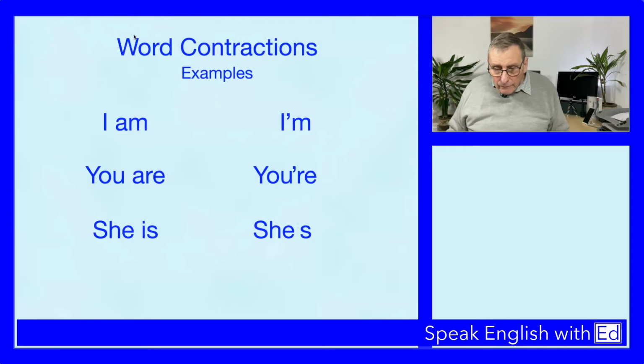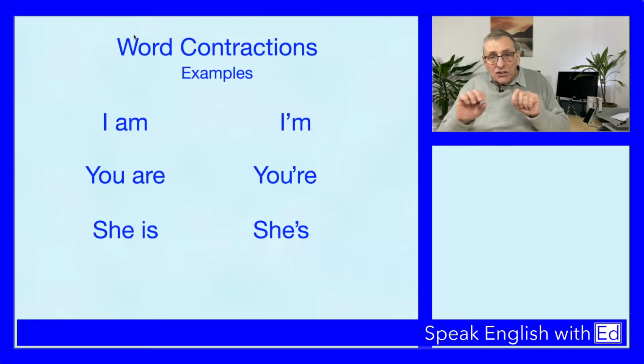So we get rid of the A, because that's the word that we want to lose, and then we add the apostrophe and we bring the two together. So she is becomes she's. So I'm, you're, and she's. It's a lot more fluid speaking. It flows a lot better.